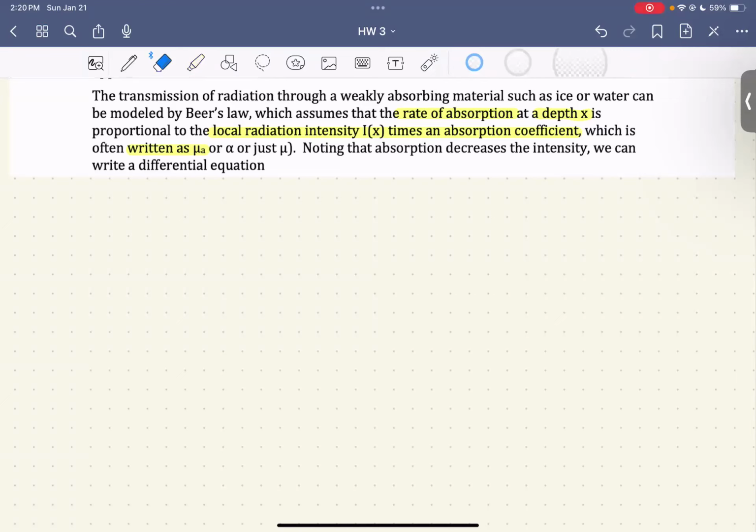We're not going to use alpha or mu because we've seen mu in 325 and we just learned about alpha as the thermal diffusivity. So we don't want to confuse that with the absorption coefficient. So let's just use mu of A for this course. And then it says we can write a differential equation. But before we even get into that, let's really understand what this paragraph is saying right here.